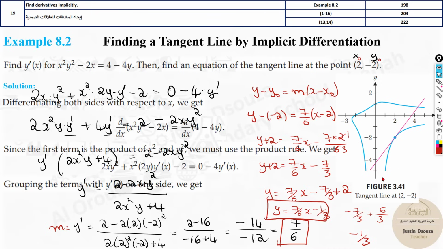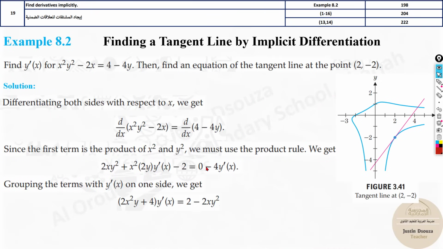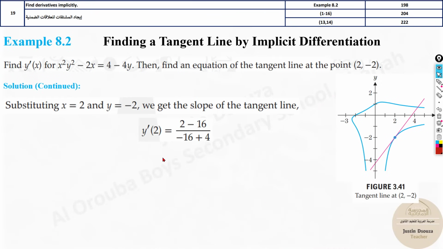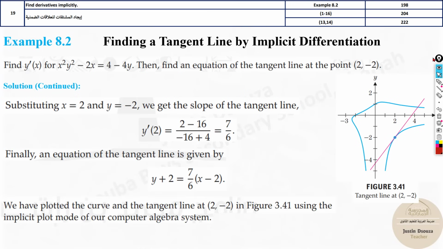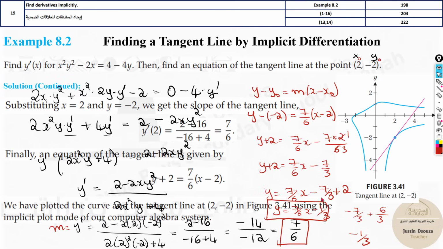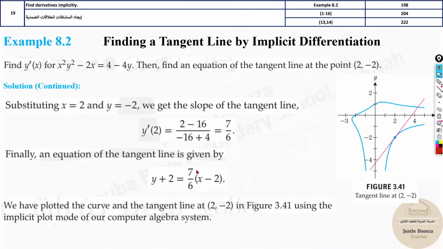Let's just double check the answers. The same methods are done over here, I believe. Let's see the answer. It's 7 by 6. We got the same one. And then finally, we have done all the simplification, but they have stopped at this step itself: y plus 2 equals 7 by 6, x minus 2. So you can stop over there.